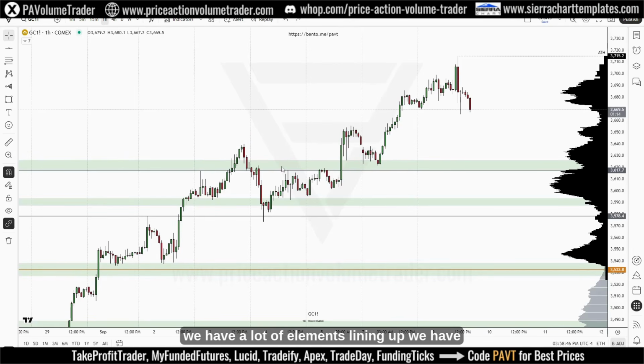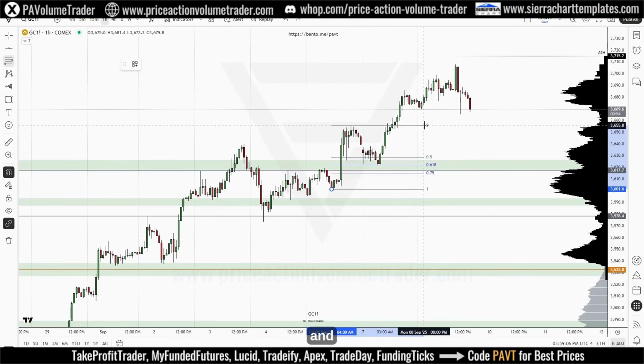Here we have a lot of elements lining up. We're establishing an ascending triangle with compression up to the apex. We have the breakout. We break the previous high and shift market structure to the upside. We could even take a Fibonacci, and you can see we have a pullback right into the 0.618.